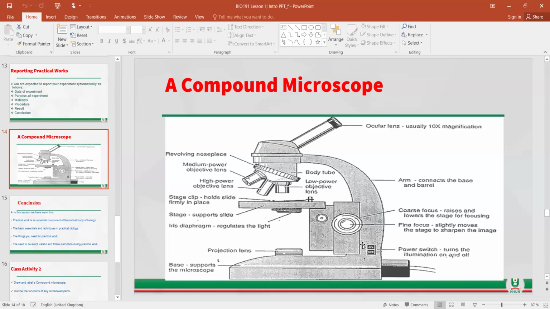Then you have different power lenses, 10, 40, 100, depending. You have the stage for keeping your slide, and the clip for clipping it. Then you have the projection lens, and so on. The microscope should be handled with care. While cleaning the microscope, you use lens tissue to clean the lenses.